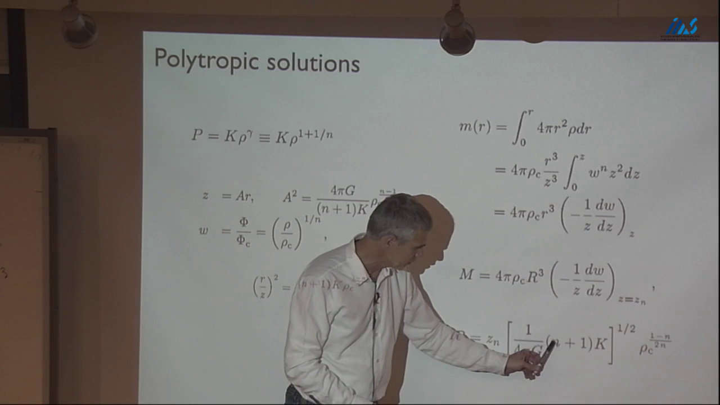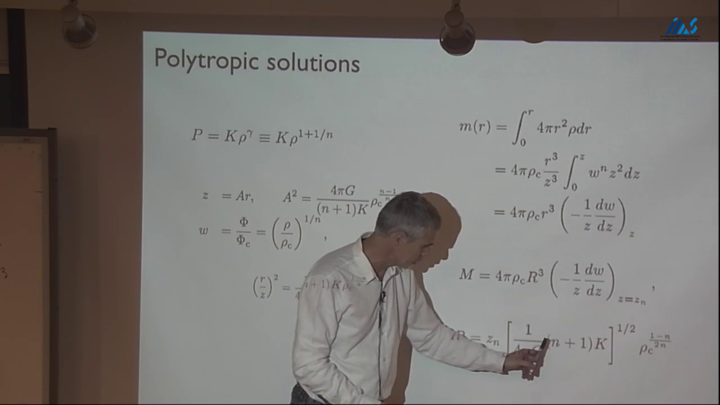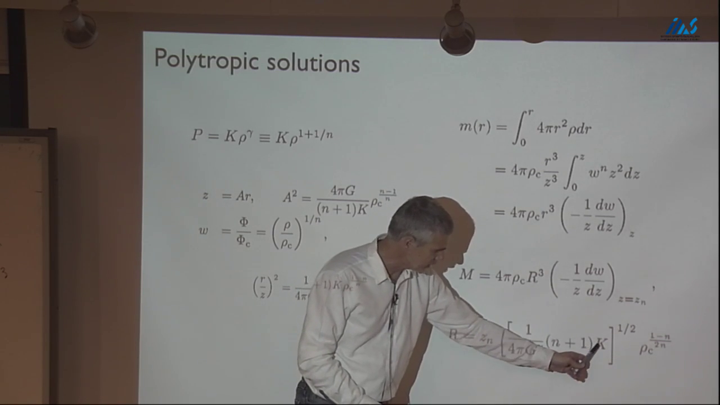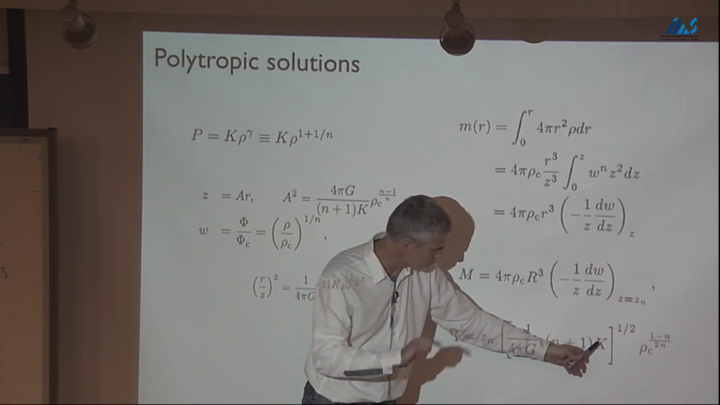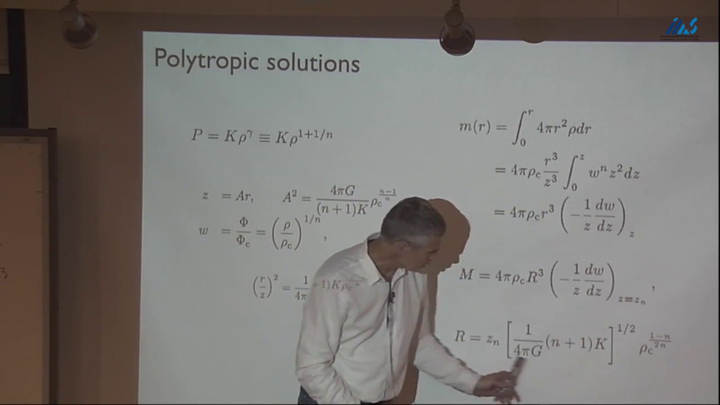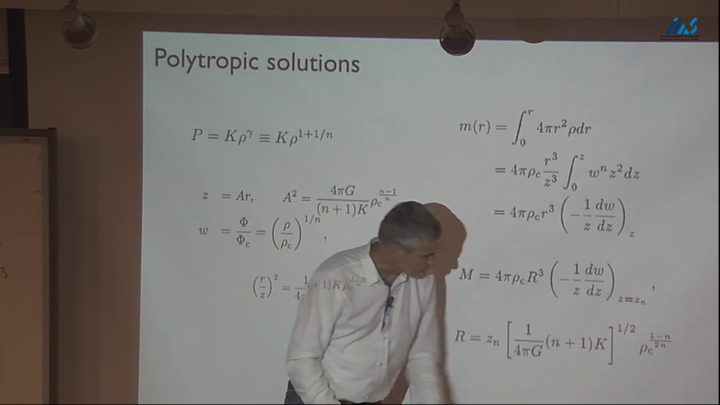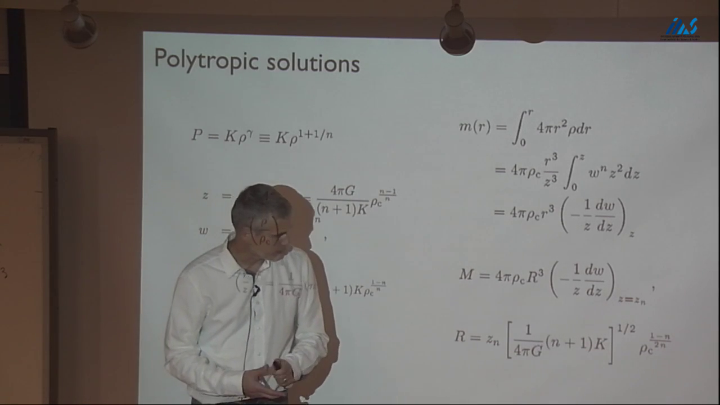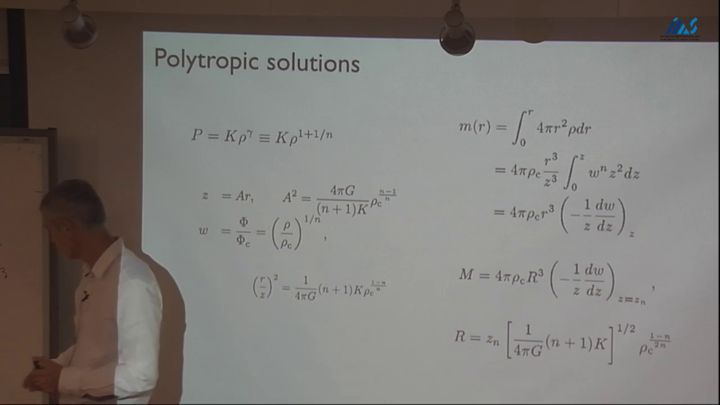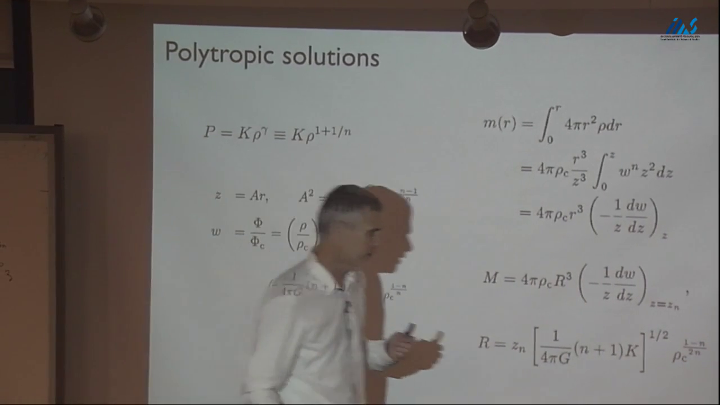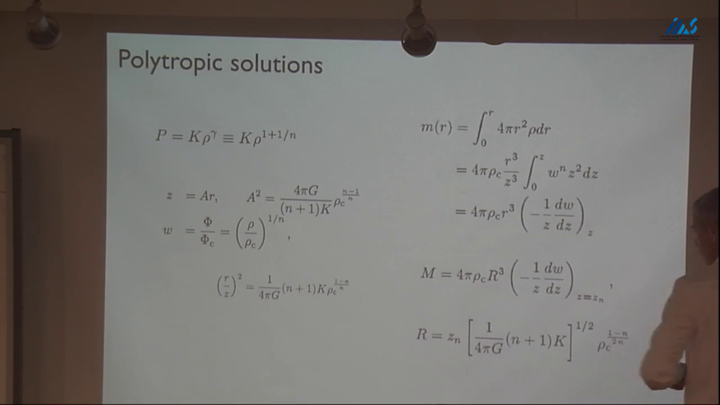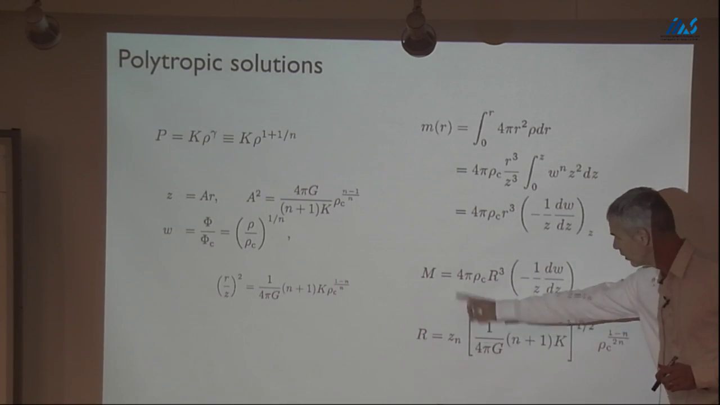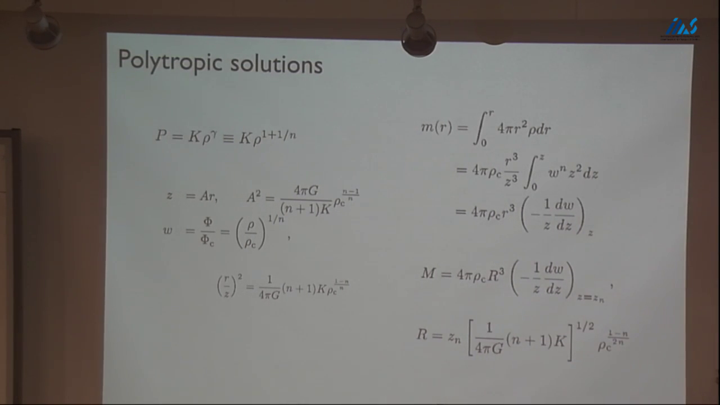Remember, n is the polytropic index, and k is the constant in front of the P-rho relation, and it's proportional to rho c to the power (1 minus n) divided by 2n. So, with that, you can calculate a relation between radius and mass.